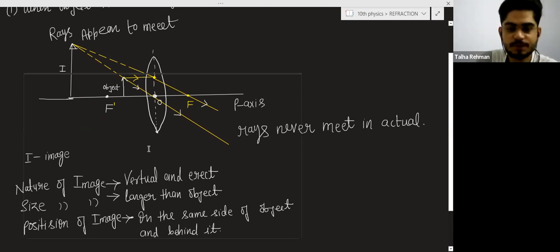So the nature of the image is virtual. Why virtual? Because the rays are not actually meeting. And why erect? Because the object is like this and the image is like this. Size: you can see the object is smaller than the image. Position: see here, the image is forming behind the object and on the same side of the object.